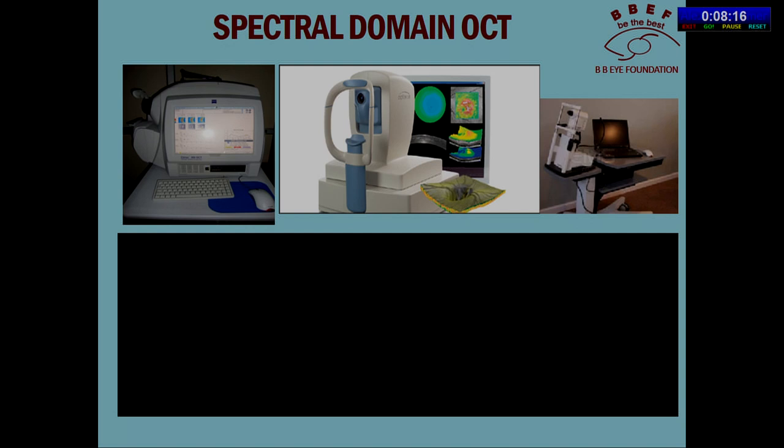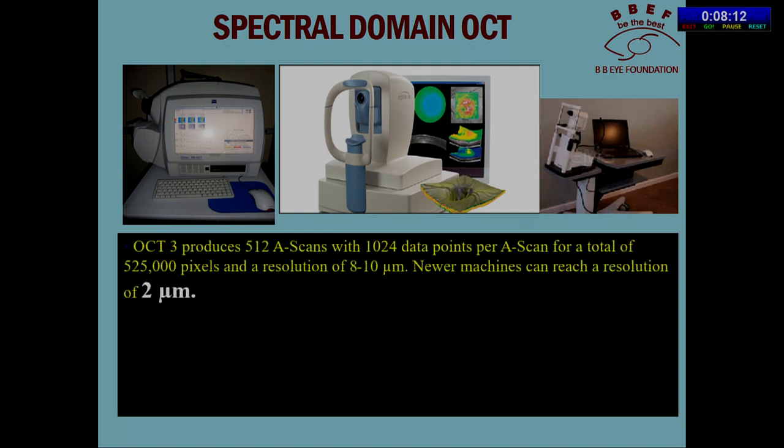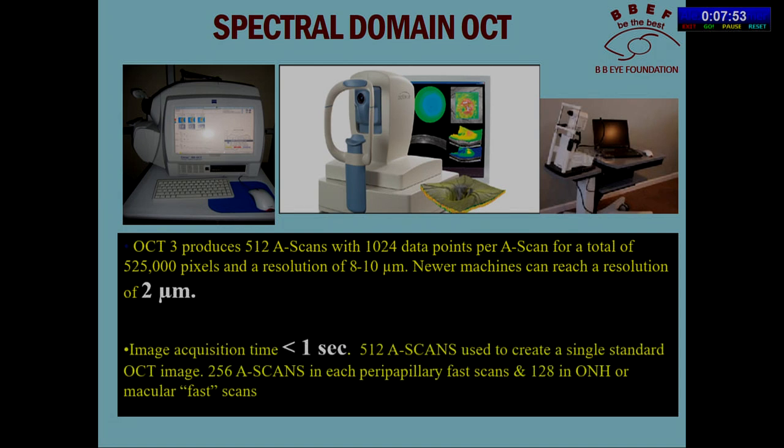So what next? Next is OCT. We have the spectral domain OCT. In the OCT3, it produces 512 A scans with 1024 data points. And the resolution is 8 to 10 micron. New machines have begun to reach a resolution of 2 microns also. Image acquisition time is less than 1 second.